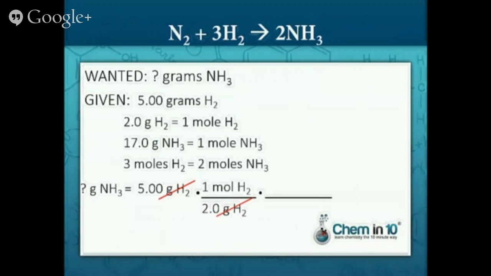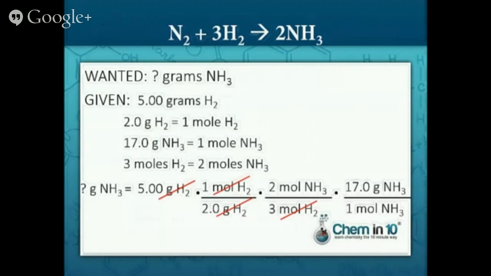Then we want to go from moles of hydrogen to moles of ammonia. We'll do that with the molar ratio. We put hydrogen in the denominator so that moles of hydrogen cancel out. 3 moles of hydrogen yield 2 moles of ammonia, and moles of hydrogen cancel out. And we're not finished because we actually want the number of grams of ammonia, so we need to convert moles of ammonia to grams of ammonia. So we're going to put 1 mole of ammonia in the denominator is equal to 17.0 grams of ammonia in the numerator. The moles of ammonia cancel out. We multiply the numerators together and divide by the denominators, and we get 28.3 grams of ammonia.